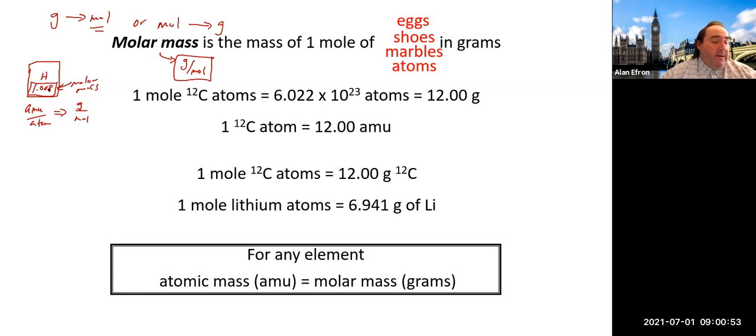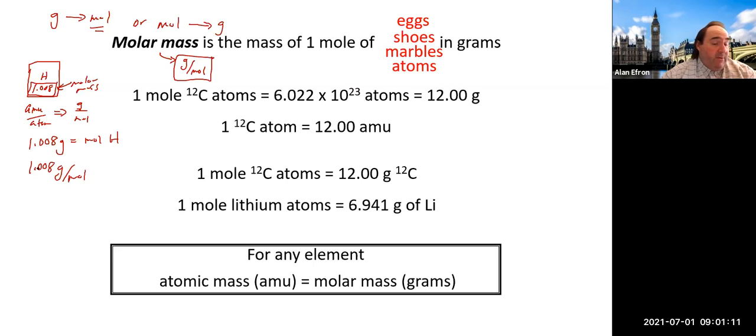So we can go off the periodic table here for hydrogen. We could say in hydrogen, there's 1.008 grams of hydrogen in every mole of hydrogen, which gives us a molar mass of hydrogen of 1.008 grams per mole.